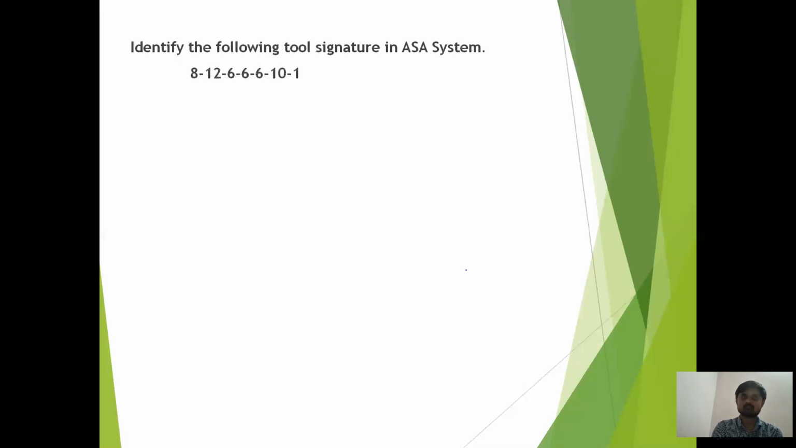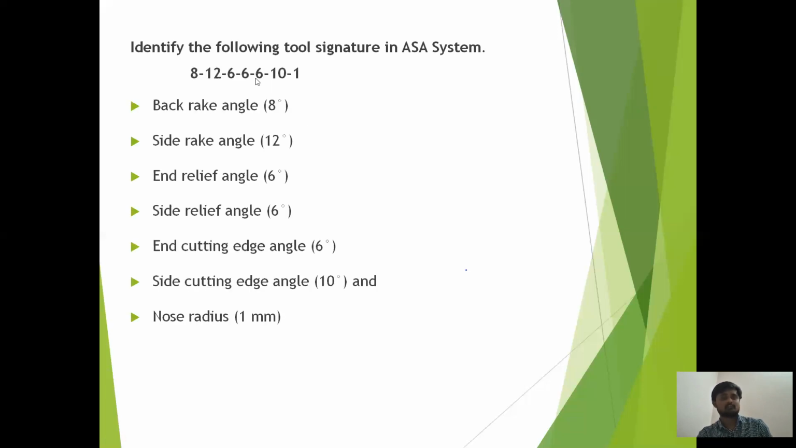We'll take one example. Let's say the question is: identify the following tool signature in the ASA system. This is the tool signature given, the tool signature of one particular cutting tool. By seeing this signature, we should know the meaning of 8, 12, 6, 6 and all these things. So here the tool signature is: first one is the back rake angle.